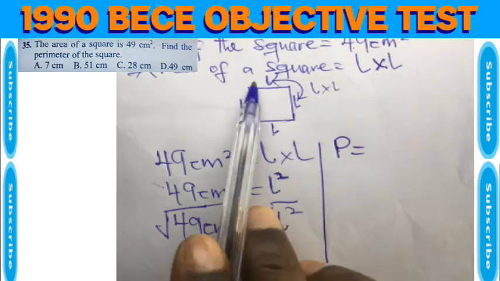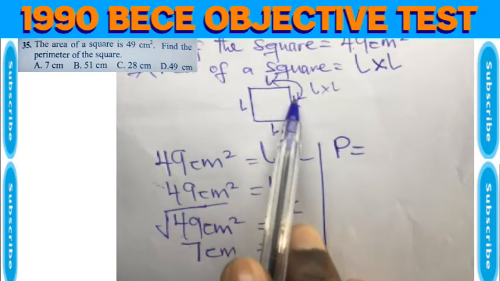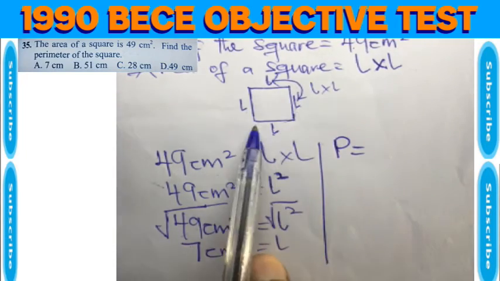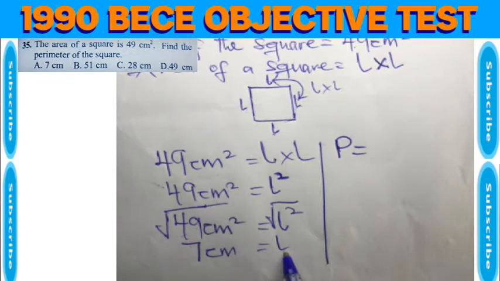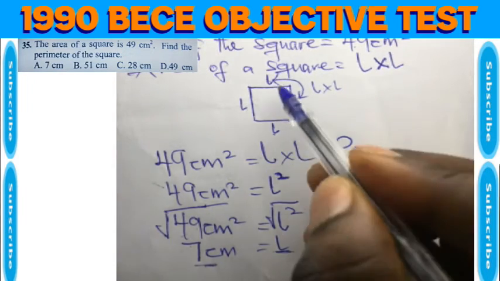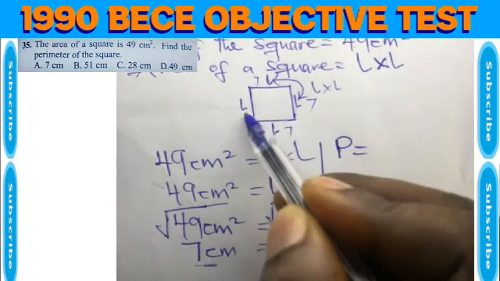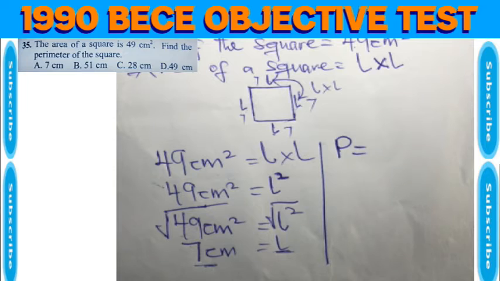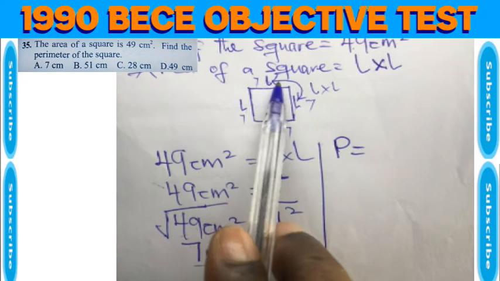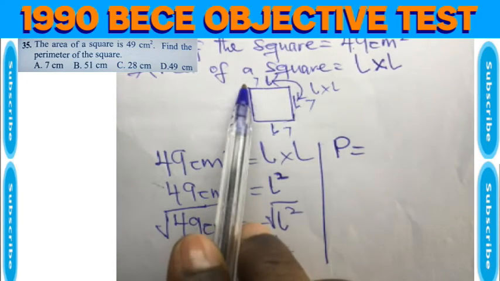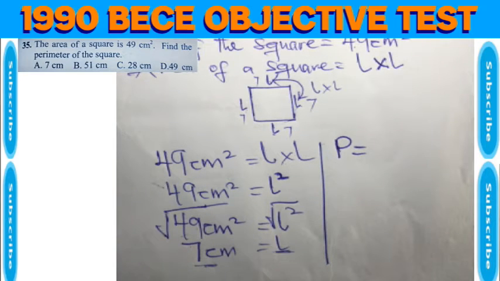This is the square. To find the perimeter, we need the whole distance around the square. If one side of the square measures 7 centimeters, it means that here is 7, here is 7, here is 7, and here is also 7 centimeters. So you add all these lengths together to obtain the perimeter of the square.